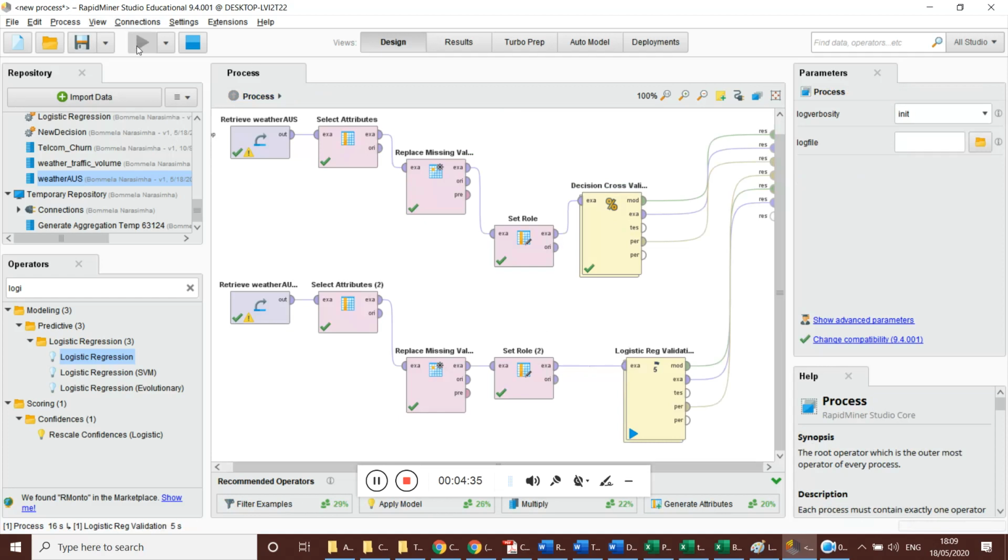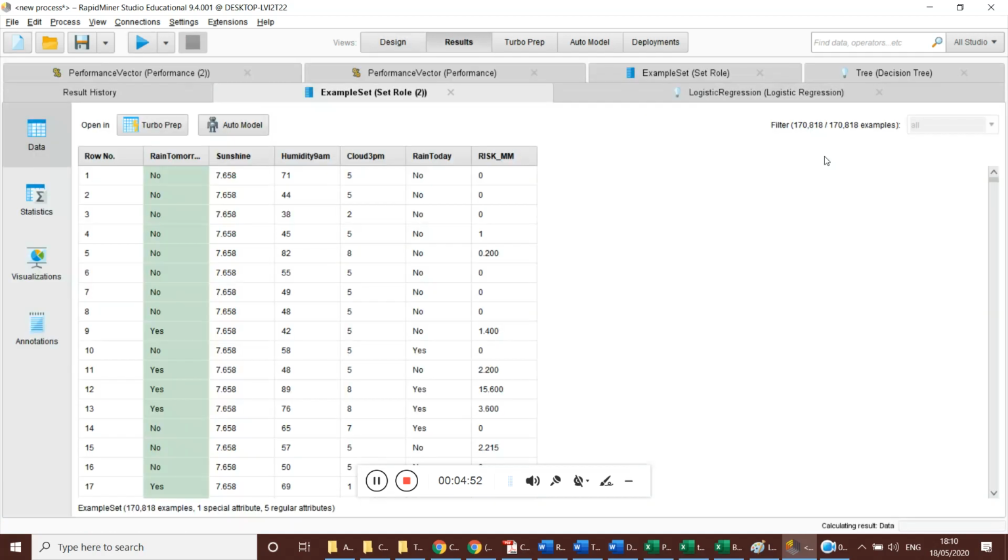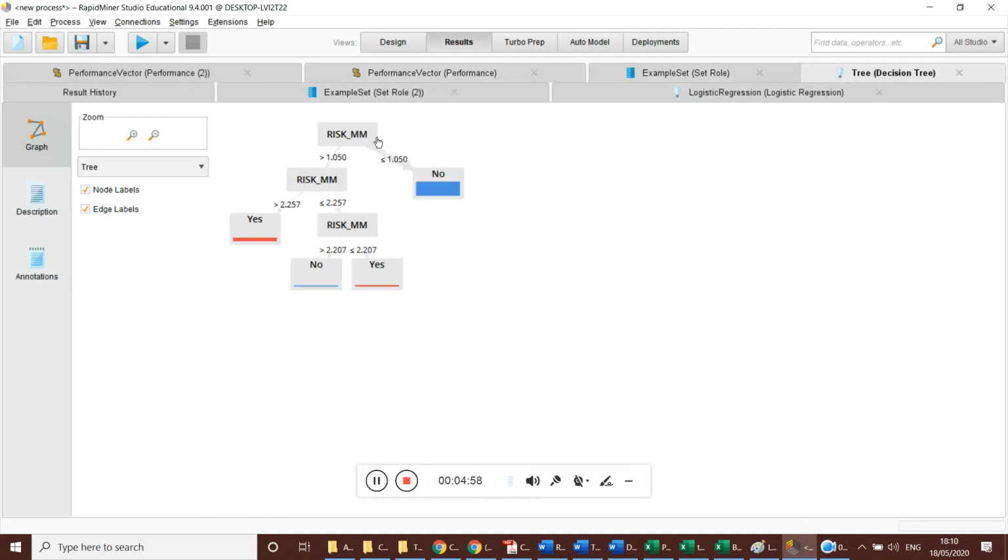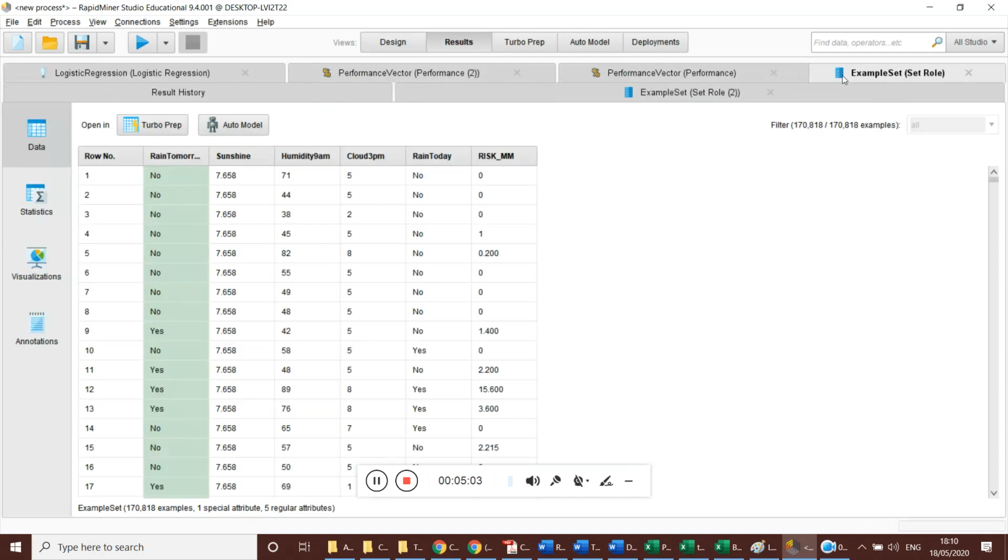Oh my god, it is not run, it's running. This one is done. Now this is running. After completing this one we get results. So decision tree model, this is our decision tree. We got our decision tree also. So close it, we don't need that.